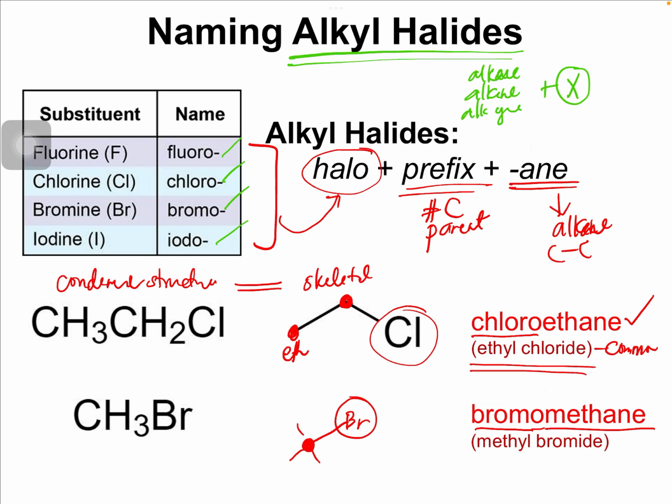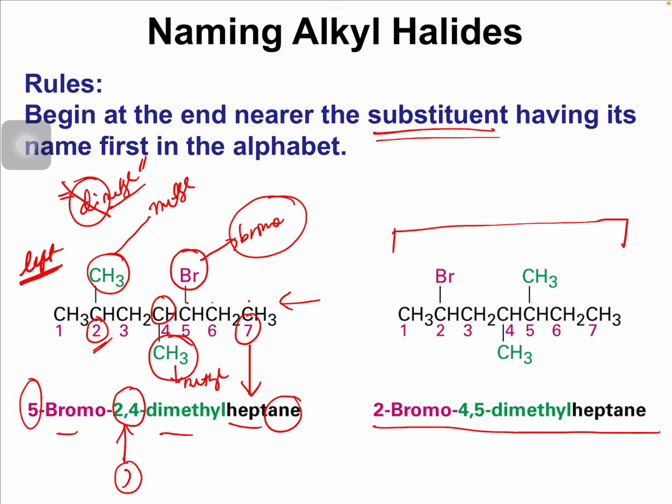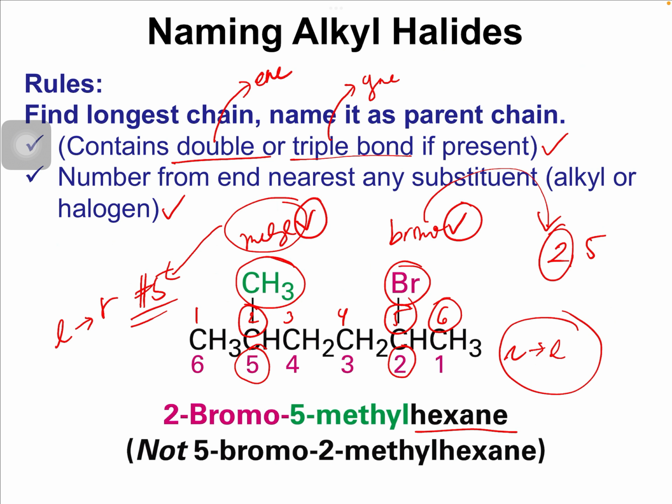Okay? So, balikan lang natin yung mga rules sa alkyl halides naman. So, we follow the naming convention: halo prefix, plus ane. Okay? So, lagi bilangin, hanapin ang parent chain, bigyan ng pangalan. Yung suffix, tingnan kung siya ba ay alkane, alkene, or alkyne. And, ano pa ba? So, rule natin ay magsimula sa end kung saan mas malapit yung substituent.